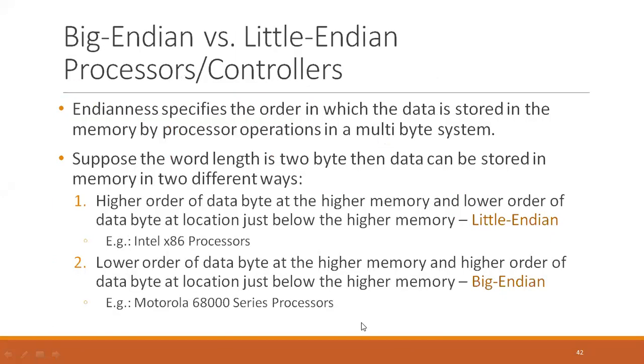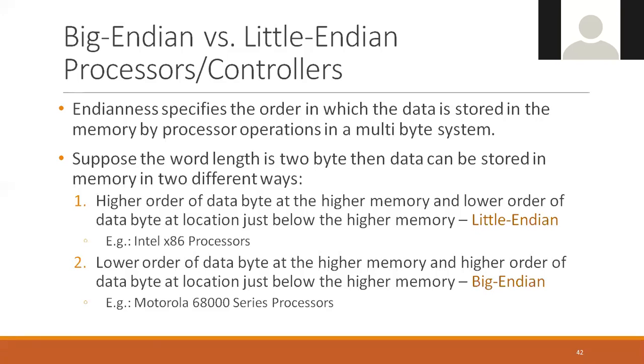Let us look at one more important aspect of any microprocessor or microcontroller, and even DSPs, that is digital signal processing. They are called big endian and little endian processors or controllers. Endianness specifies the order in which the data is stored in the memory by processor operations in a multi-byte system. How the data is being stored in the memory is called endianness, right?